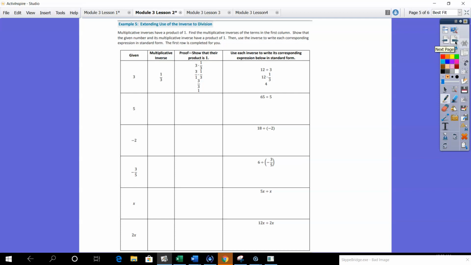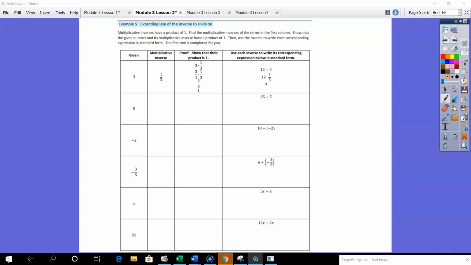Okay, in example 5, we are looking at it in division. So in the opening exercise, we looked at the proof of the opposites dealing with subtraction and changing it to addition. So here we're looking at it with division because we need to be able to change division to multiplication.